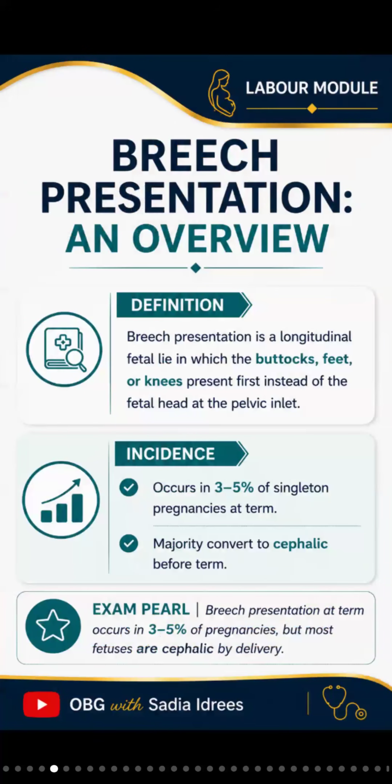Breech presentation is a longitudinal fetal lie in which the buttocks, feet, or knees present first instead of the fetal head at the pelvic inlet. In short, in Urdu: buttocks will come first, not the head, or the feet or knees. It occurs in 3 to 5% of singleton pregnancies at term. At 28 weeks, the incidence is 25%, but it spontaneously reverts to cephalic presentation, and the majority convert to cephalic before term. So most fetuses are cephalic by delivery.